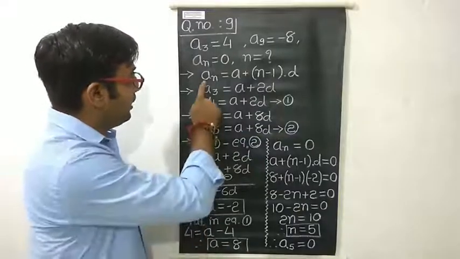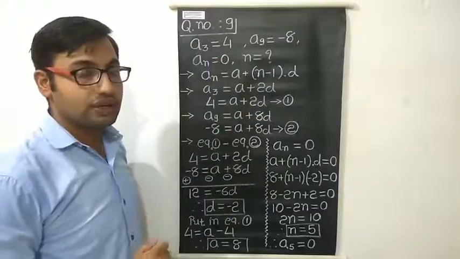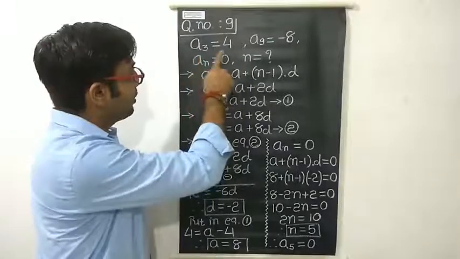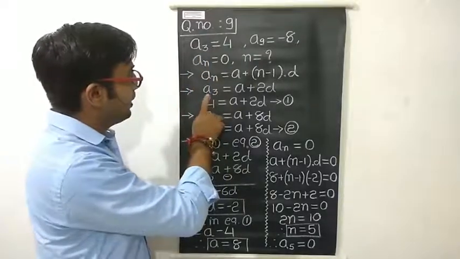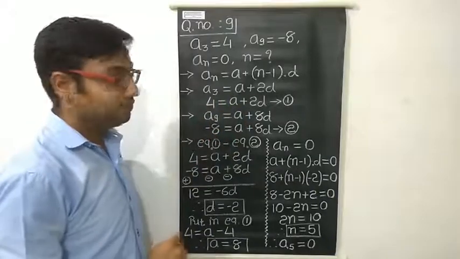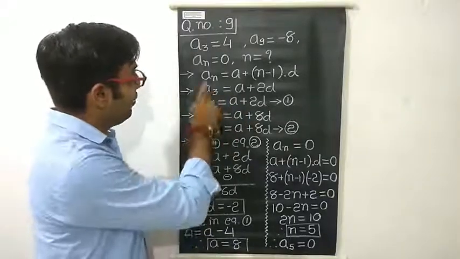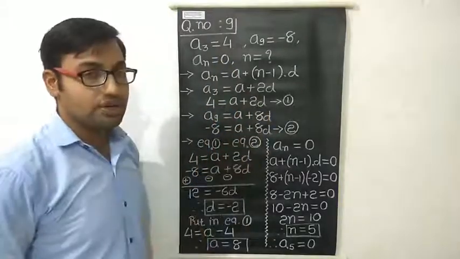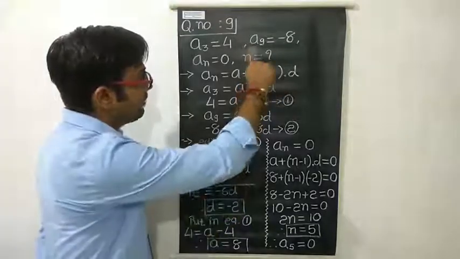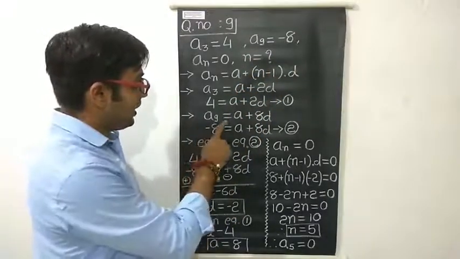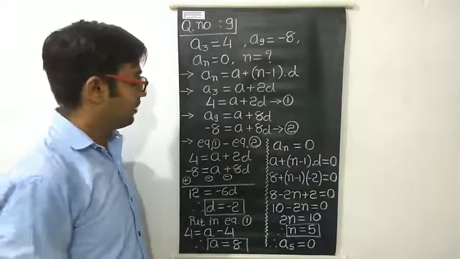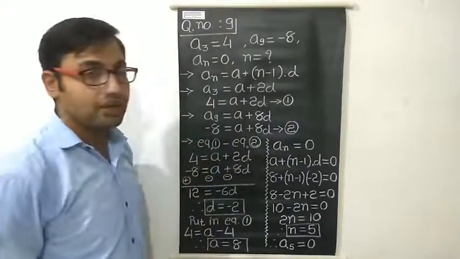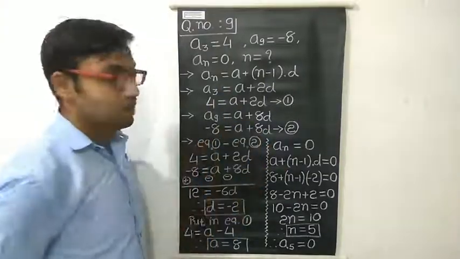Okay, we have the formula an is equal to a plus (n minus 1) into d. So whatever is given, we will start from that. According to the nth term formula, we can write a3 is equal to a plus 2d. You know that very well now. Now a3 is equal to 4, so 4 is equal to a plus 2d. Call it equation number 1. Now apply the same formula for the ninth term. We get a9 is equal to a plus 8d, and the value of a9 is minus 8, so minus 8 is equal to a plus 8d. Call it equation number 2.